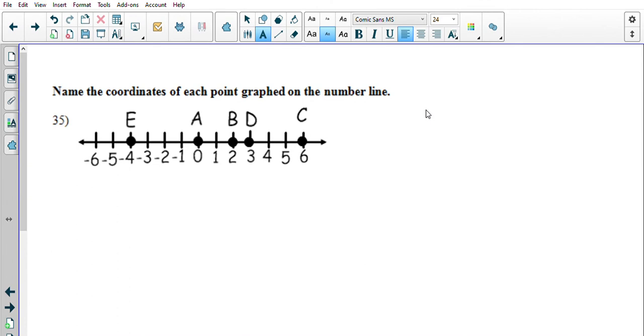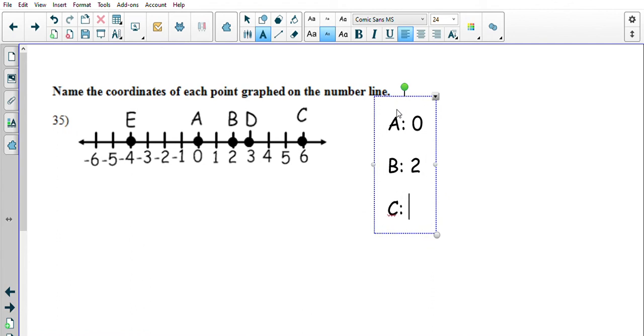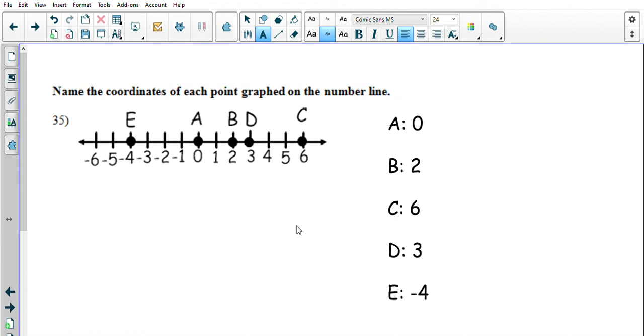So number 35, I actually think is kind of a silly question, but I asked a question like this on a test a few years ago or a quiz, and students were like, I don't know how to do this because they hadn't seen a problem like it in their guided notes. So number 35, name the coordinates of each point graphed on the number line. So A, I'm going to put a colon after this so that it doesn't look like a negative, is at 0. Pretty simple. B is at 2. C is at 6. D is at 3, and E is at -4. It is as simple as that. Easy peasy. All right, we're almost there.